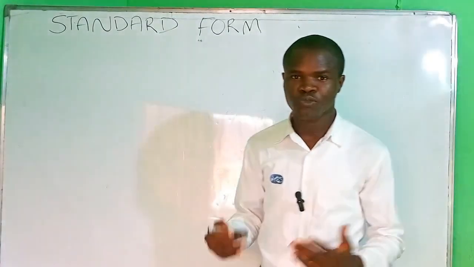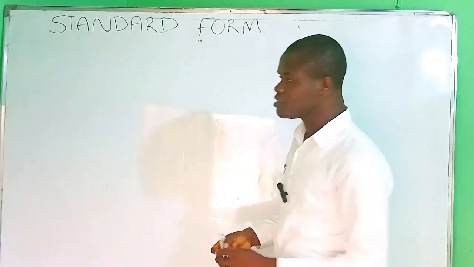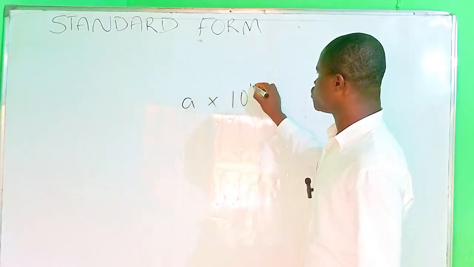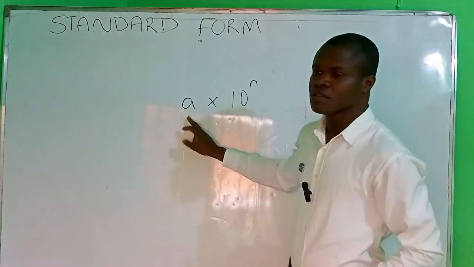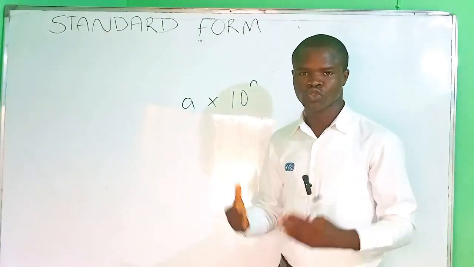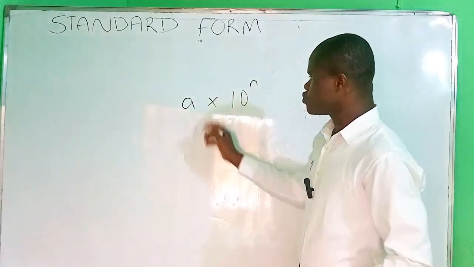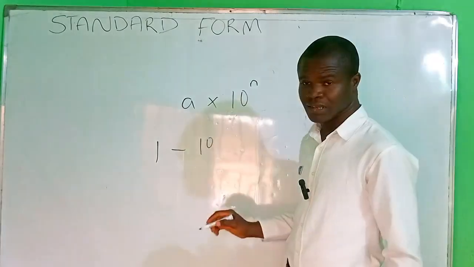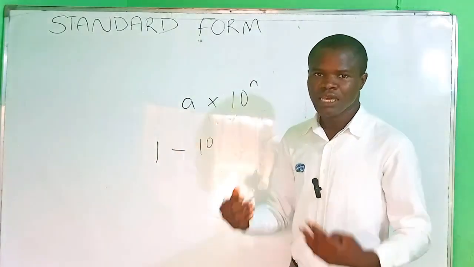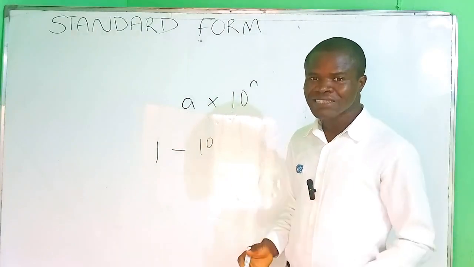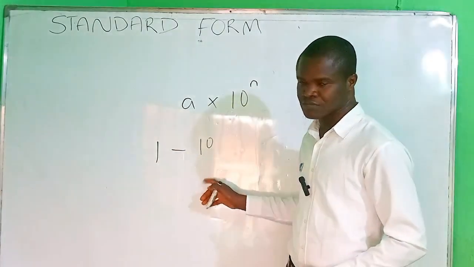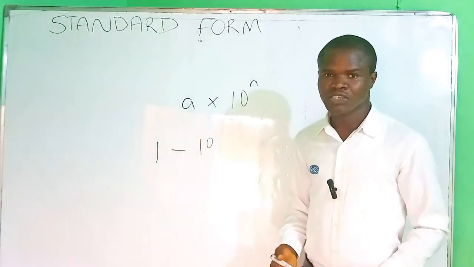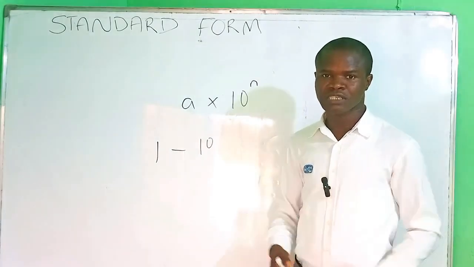A number is said to be in standard form if it is written in this form: a times 10 raised to power n, where a is a number that is between 1 and 10. So this a must be a number between 1 and 10. A may be a whole number, a may be a decimal number, provided it is between 1 and 10. But n must be an integer. When we talk about integers, we are referring to negative and positive whole numbers.